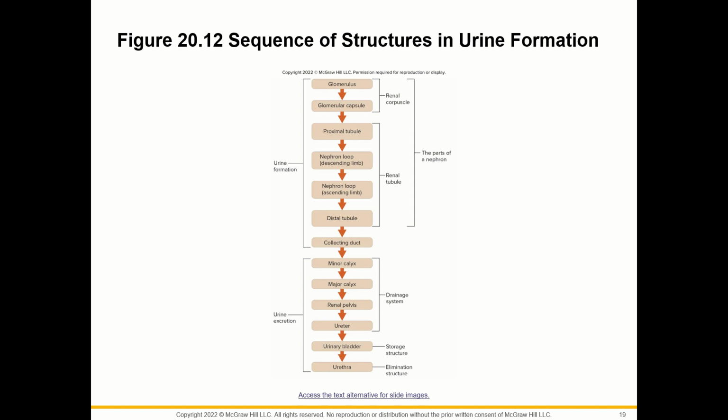Here's the sequence of structures in urine formation. All right, so we've got the parts of the nephron and then the drainage system there. So it goes from glomerulus to glomerular capsule, proximal tubule, the descending limb of the nephron loop, the ascending limb of the nephron loop, distal tubule, collecting duct, minor calyx, major calyx, renal pelvis, ureter, urinary bladder, urethra.